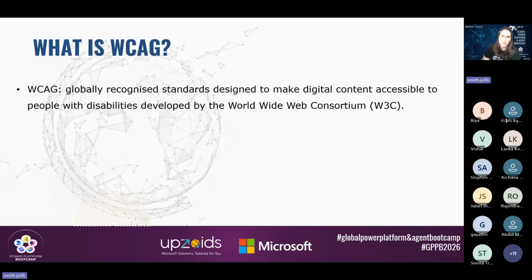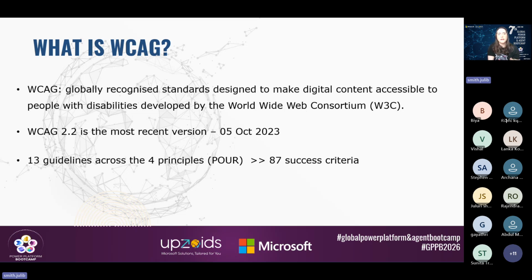WCAG are globally recognized standards, and they were designed to make digital content accessible to people with disabilities. It was developed by the World Wide Web Consortium. WCAG 2.2 is the most current version. It has been used since October 2023. And there is already a draft for WCAG 3.0, which is available on their website, although it's not clear when that will become the official version.